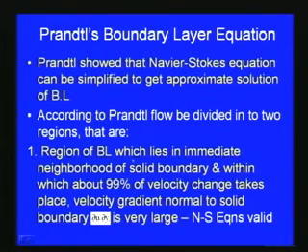The first region is the region of the boundary layer, which lies in the immediate neighborhood of the solid boundary and within which about 99% of the velocity change takes place, and the velocity gradient is normal to the solid boundary. So here, for example, del u by del y is very large, and in this region the Navier-Stokes equations are valid. We have already seen the Navier-Stokes equations.